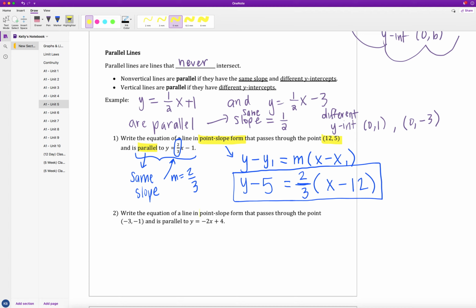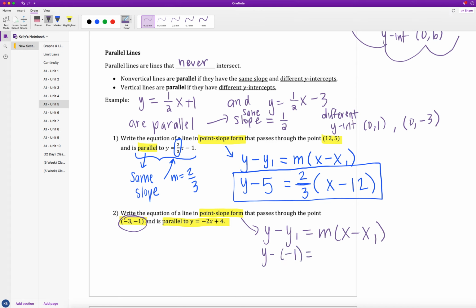So for this one, remember we've got point-slope form. It's going through the point (-3, -1), and we know that it's parallel to this line. I'm going to start by writing our point-slope form. So y minus y1 equals m times x minus x1. I'm given the point, so I can sub that in directly, so I'll get y minus -1 equals the slope I'm still looking for, then x minus my -3. We can simplify these, and I will in a second, but let's figure out what our slope is next.